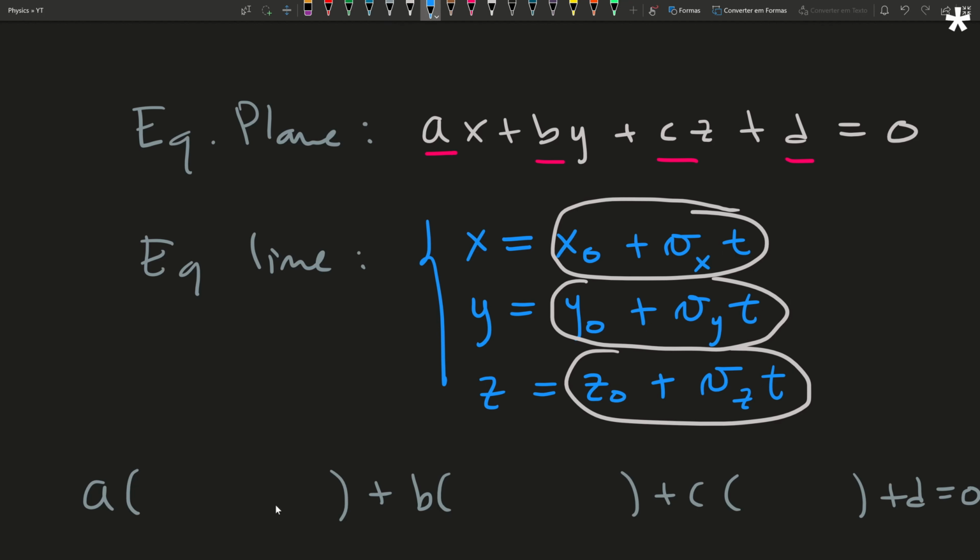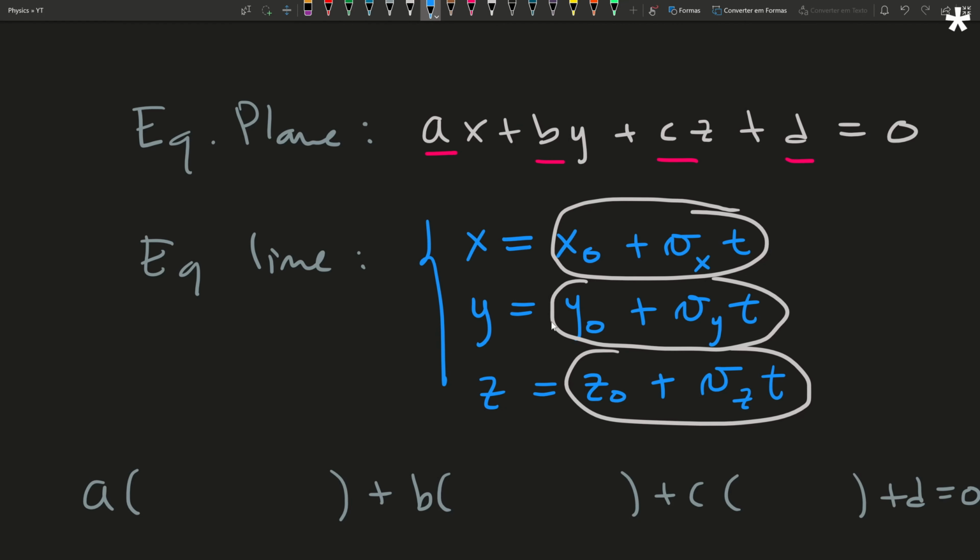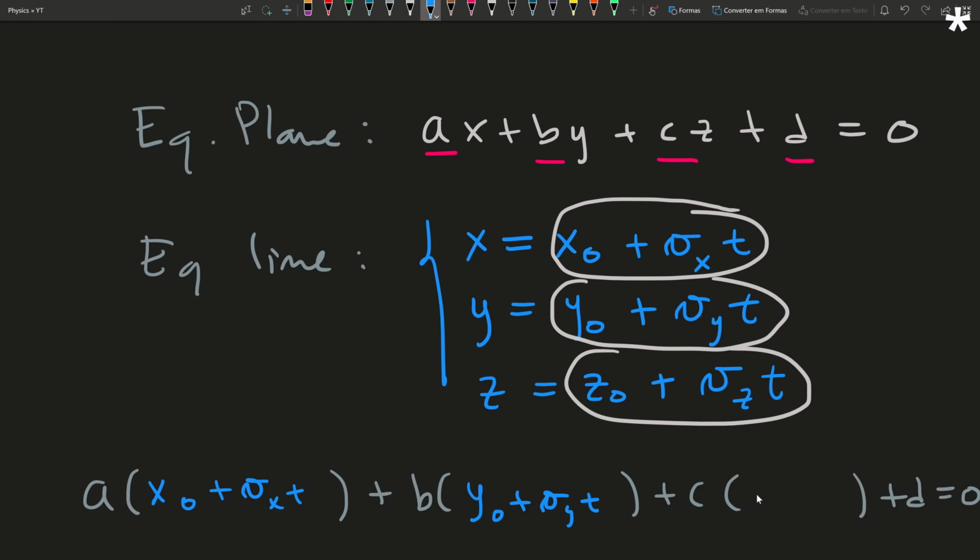But in this case, that something is not the xy coordinate of any point on the plane. It must be specifically a point whose coordinates are of this form. So a times (x0 + vx t), b times (y0 + vy t), and c must multiply (z0 + vz t).